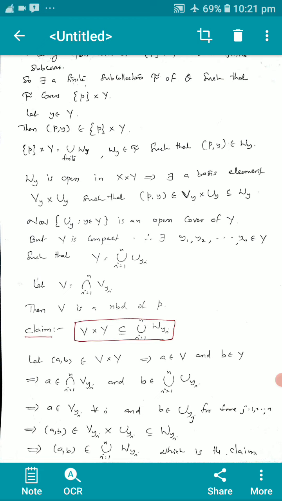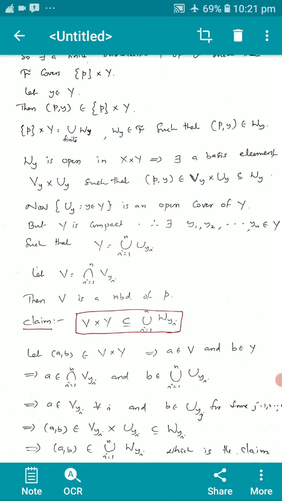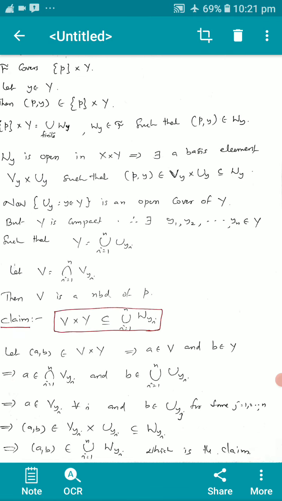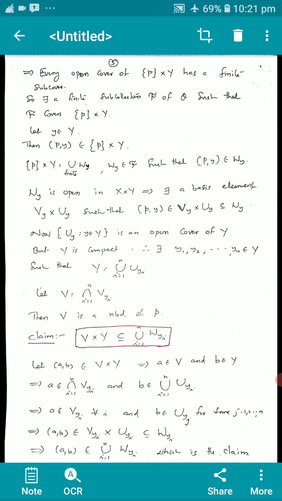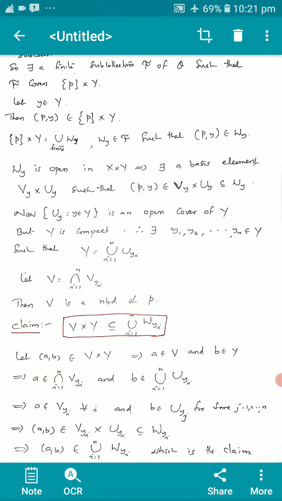But Y is compact. Therefore, there exists a finite subcover. There exist y1, y2, etc., yn in Y such that Y = union of Uyi, where i varies from 1 to n. You take V as the intersection of Vyi, where i varies from 1 to n. Then V is a neighborhood of P. Our claim, which we are going to prove, is that V cross Y is a subset of or equal to the union of Wi.